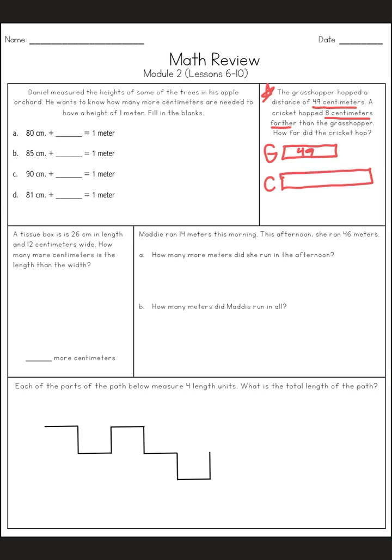But I don't know how far the cricket hopped, so I can't write anything in his rectangle. I know the difference, this space right here, is 8, because it tells me that the cricket was 8 centimeters farther. So now to find my total, to find how far the cricket hopped, I need to add 49 plus 8. So 49 plus 8.